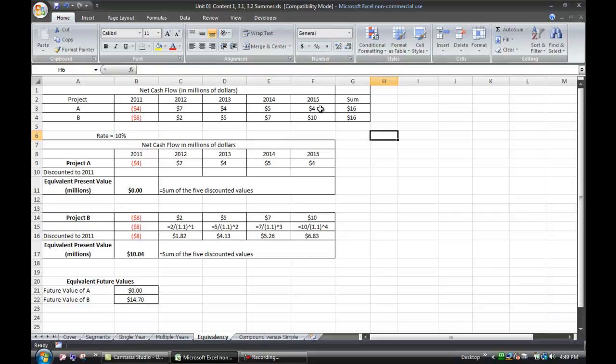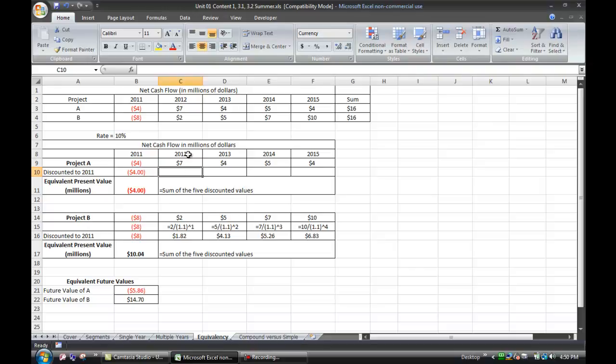This $4 four years from now is worth as much today in 2011. So what is it worth? Well, we're going to find out. Here's the first line, Project A: minus 4, 7, 4, 5, and 4. 2011 is the present year, and since it's the present, it's still $4. It doesn't have to be discounted. There's no discounting to do.